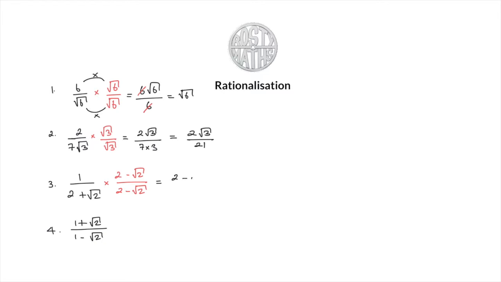So 2 minus root 2, that's done. Divided by. Now this bit on the bottom here, this is going to take some doing. So let's go and do some work on the side with this. So now I'm going to take my 2 add root 2 and my 2 minus root 2.